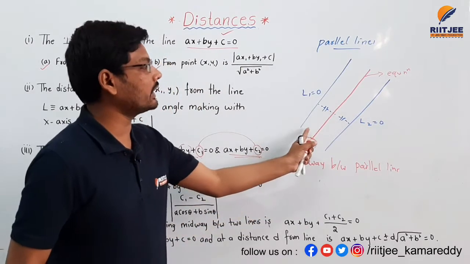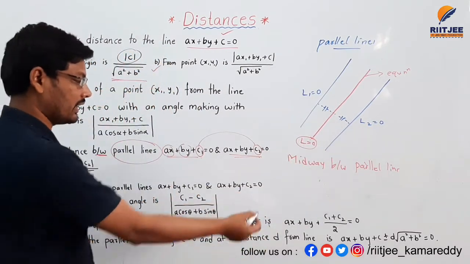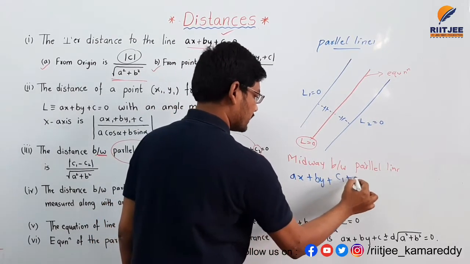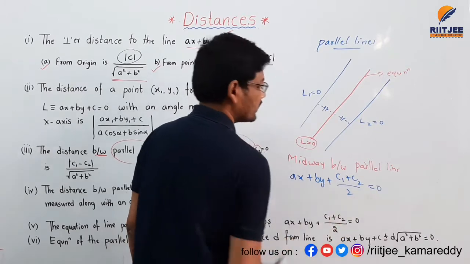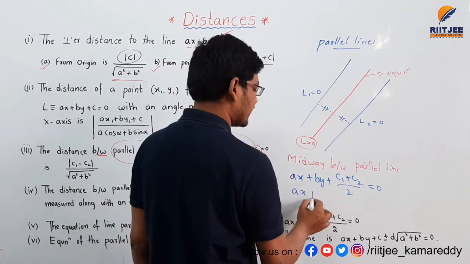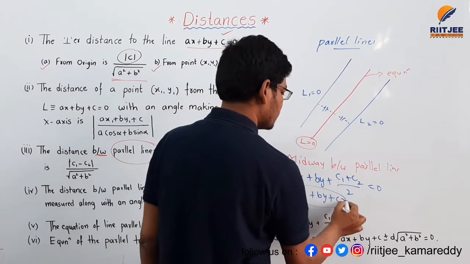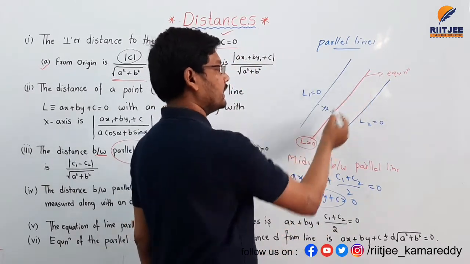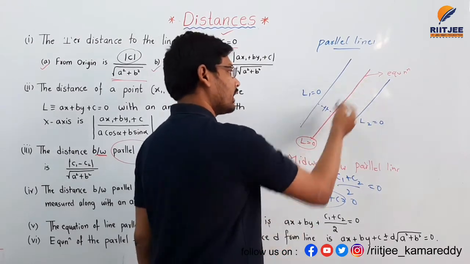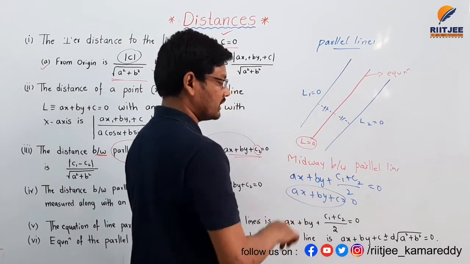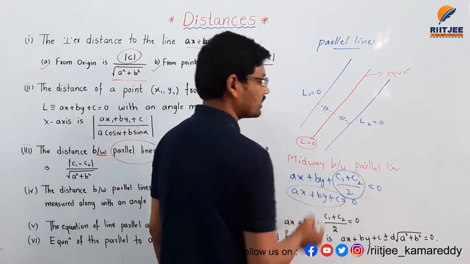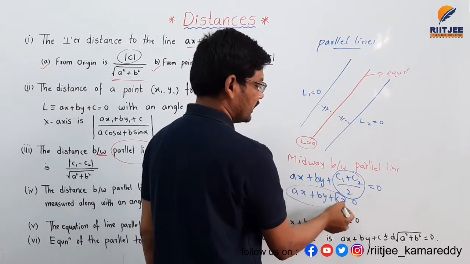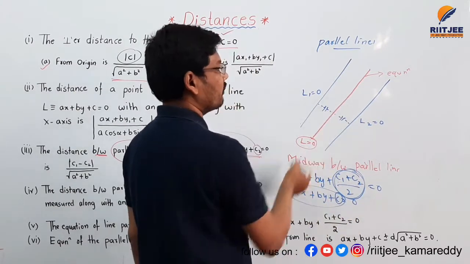Then the equation of this line is ax plus by plus (c1 plus c2)/2 is equal to 0. Generally the standard equation of a straight line is ax plus by plus c is equal to 0. Here these two lines are parallel and this line is mid between these two parallel lines. This is also parallel to the two lines, and only the constant changes. Though the average of constants, we are getting the c for the midway line.